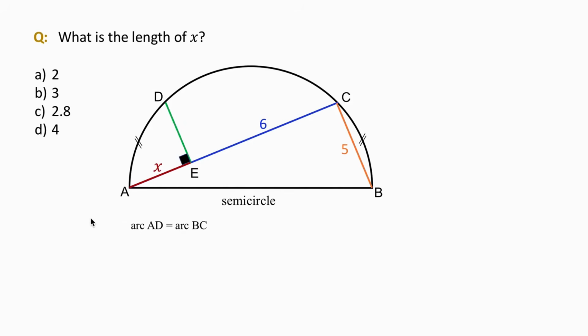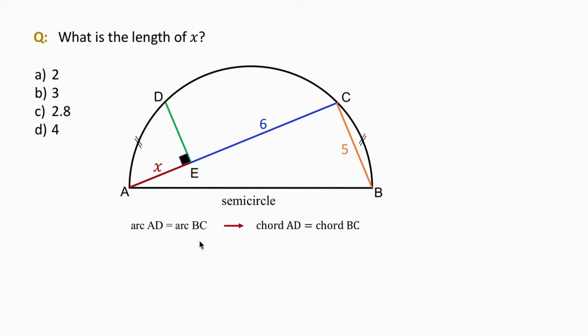Alright, here is the problem. We are told that arc AD is the same as arc BC. We also know that the side lengths CE is 6 and BC is 5. Also, we are given that ED makes a right angle with AC. Using only this information, we want to find the length x.